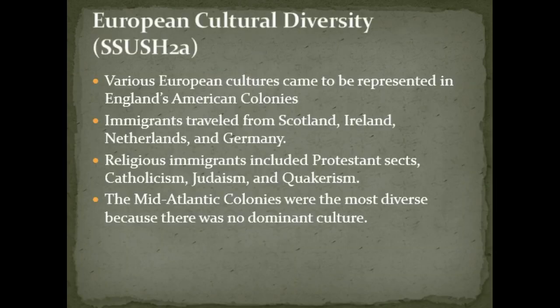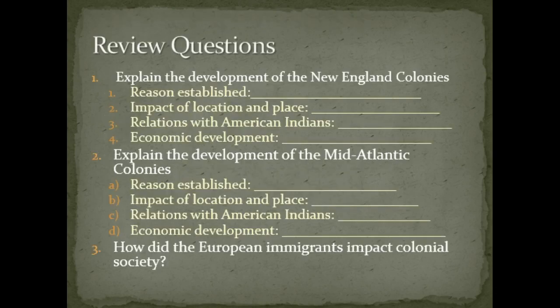European cultural diversity. You had a lot of immigrants coming from Scotland, Ireland, the Netherlands, and Germany. A lot of these people were Catholic, Protestants, some Jewish, and others Quakers, especially in Pennsylvania. The Mid-Atlantic colonies were the most diverse colonies because there was no dominant culture.